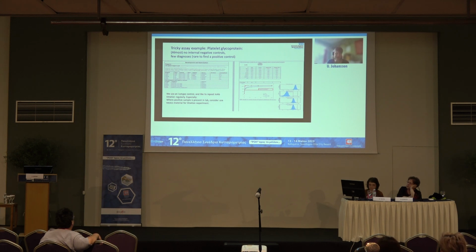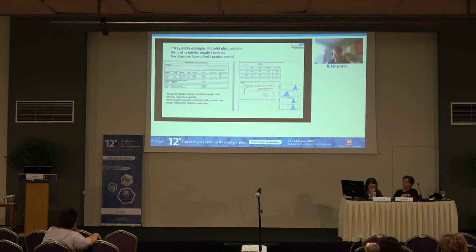Again, it's an area that sounds very easy, but when I looked at our platelet glycoprotein assay, we actually don't have any internal negative controls. And also we have very few diagnoses to support the accuracy of our assay. So in order to make this assay work the way we were very happy with, we wanted to include an isotype control. And every now and then we repeat antibody titration.